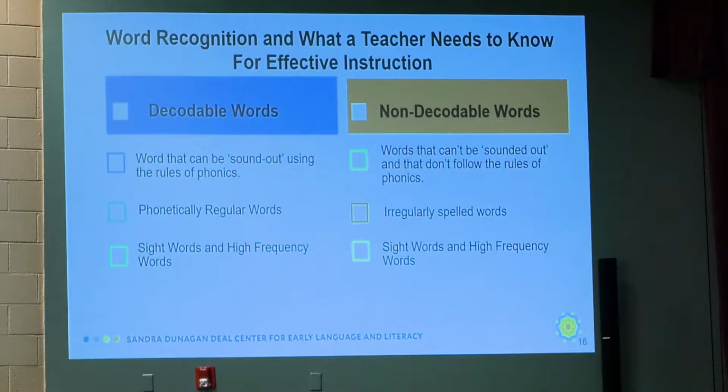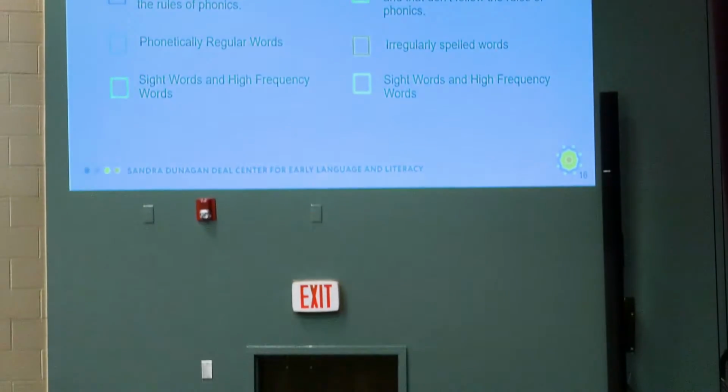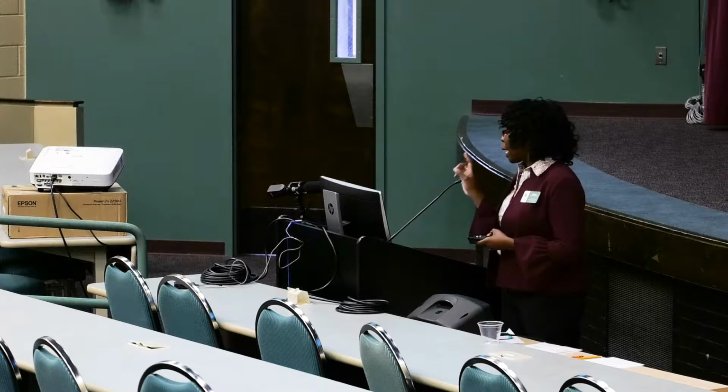Non-decodable words can't be sounded out and don't follow the rules. So our word said definitely fits into that, right? Because if we try to sound that out, what do we get? Said. It's not really the word that we're trying to read. So it's irregularly spelled. It's influenced by all of the other languages that are embedded into our language. So we have these irregularly spelled words. Sight words can be decodable as well as high-frequency words, right? So they can be both.